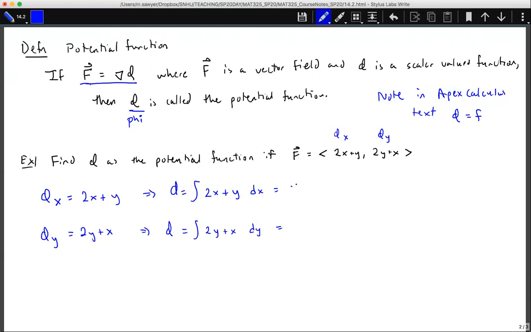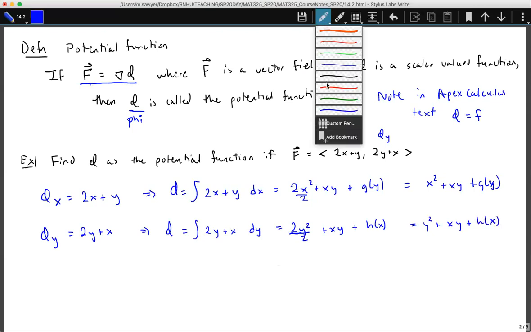So when we integrate this, phi has to be equal to 2x squared plus xy plus some function, let's call it g of y, because if I took the derivative with respect to x, that function would be 0. This becomes 2y squared. I'm sorry, I dropped the 2, so this should be over 2, plus xy plus some function h of x. So now we play the matching game. Plus g of y, and this becomes y squared plus xy plus h of x.